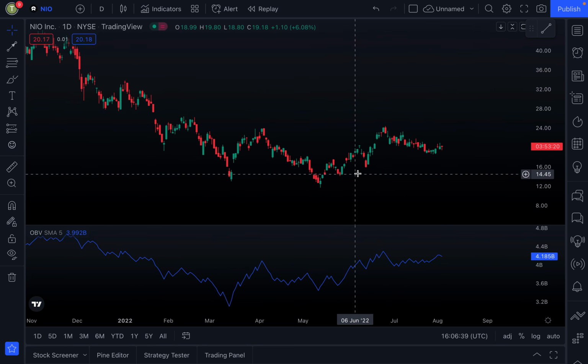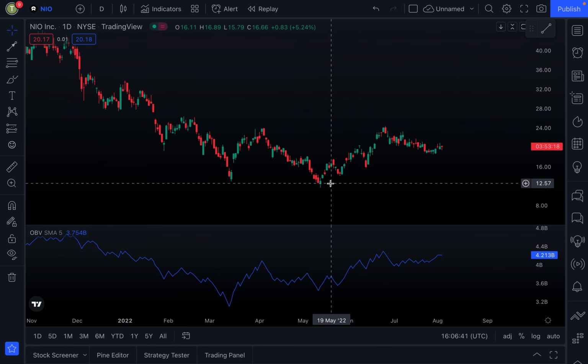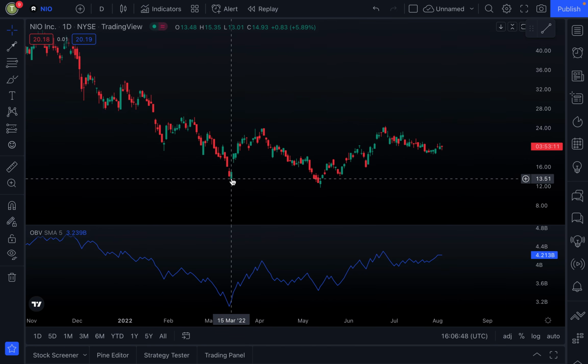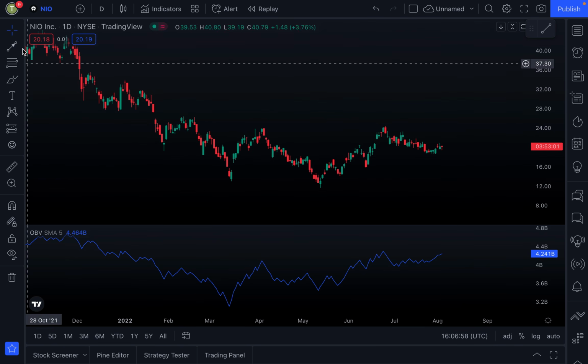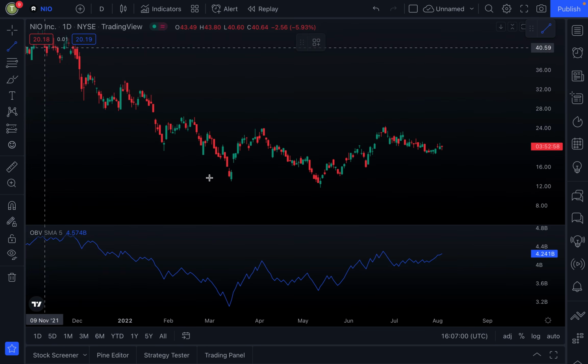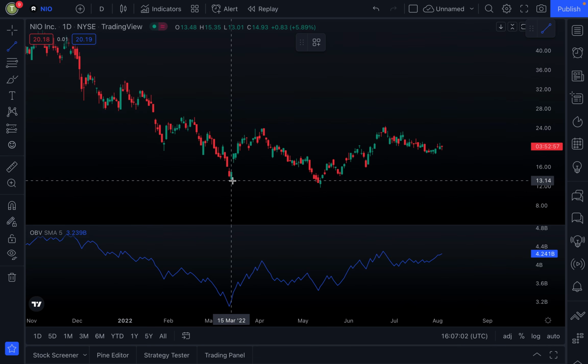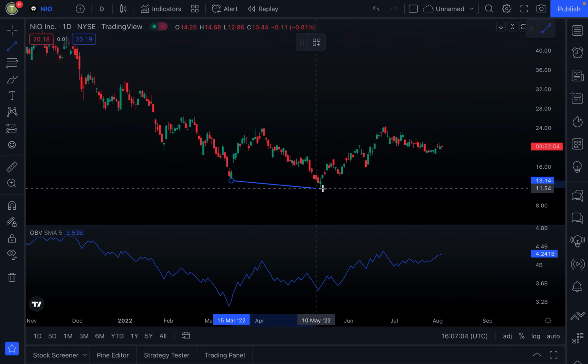So let's start here with this first example using NEO. So here's what I'm going to do. I'm going to go back to March 14th. March 14th was right here. Right? Notice NEO here at the very bottom, peaked at around maybe $13 or so. Right? So what I'm going to do here is I'm going to draw a line from right there, from where this was at the bottom, and then I'm going to connect it to this bottom we saw a little bit after.